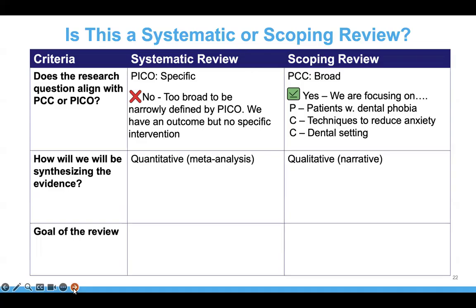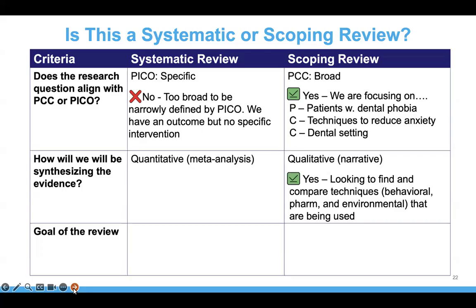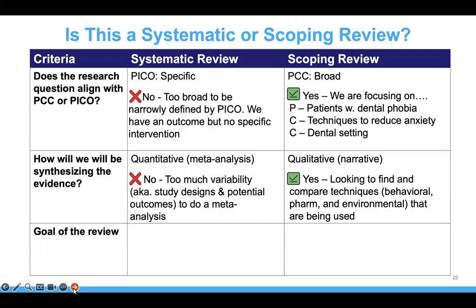So how will we be synthesizing the evidence? Our second criteria here. Because we're looking at all techniques or interventions, a narrative synthesis is more ideal, as this will allow us to compare and contrast techniques, see how they affect dental phobia, and identify any trends and gaps. On the other hand, for systematic reviews, the fact that we are looking at all interventions means that there's too much variability to be able to conduct a meta-analysis.